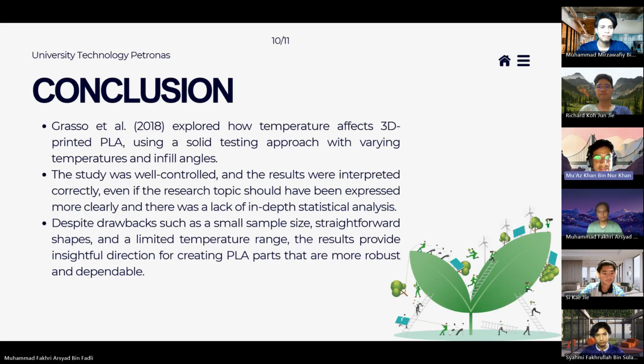And lastly, for the conclusion, Russell et al. 2018 explored how temperature affects 3D printed PLA using a solid testing approach with varying temperature and infill angles. Even if the research topic should have been expressed more clearly and there was a lack of in-depth statistical analysis, and also drawbacks such as small sample size, straightforward shapes, and a limited temperature range, the study was well controlled and the results were interpreted correctly, and can also provide insightful direction for creating PLA parts that are more robust and dependable.